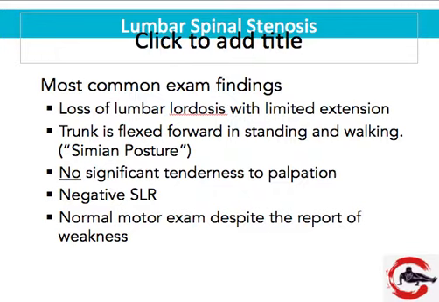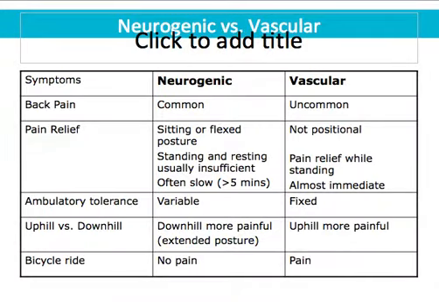They can show up with the simian posture, for those of you who have seen that. Most of us on our cell phones are eventually going to end up with this, and there's going to be more stenosis because our heads are pushed far forward, just like we trained you on in the postural assessment. There's going to be no significant tenderness to palpation, typically, especially with spinal stenosis. They'll have a negative SLR. They're going to have a normal motor exam despite reports of weakness.